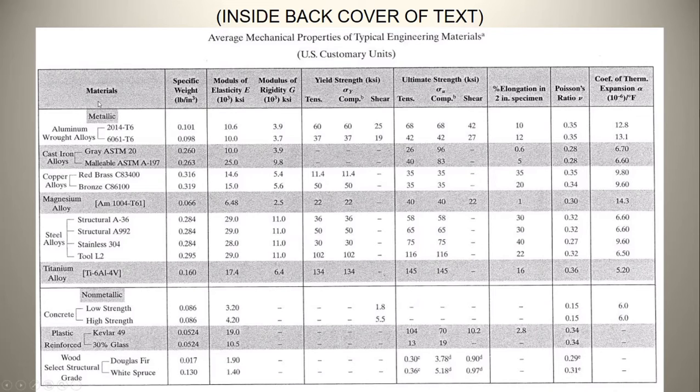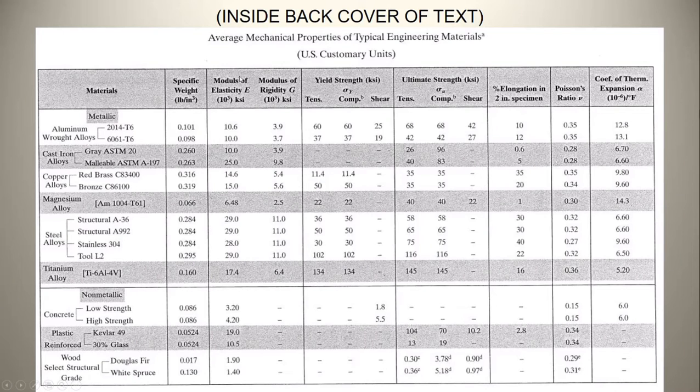So the first column lists the materials, the kind of engineering materials you see are aluminum alloys, cast iron, copper alloys, steel alloys, titanium alloys, even concrete, plastic, wood, and some selected structural grades, which are also given. So these are all the different types of engineering materials used, and then you have the mechanical properties listed on the right hand side. For example, the first one is specific weight.